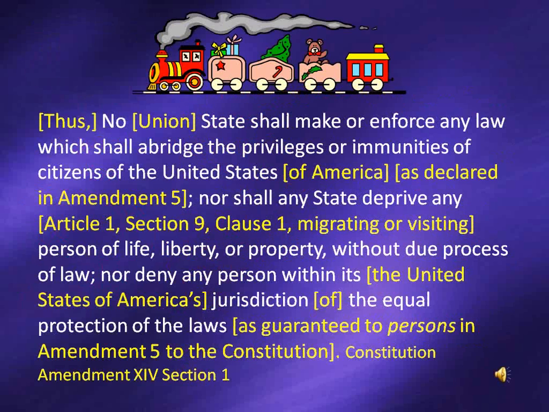Thus, no Union state shall make or enforce any law which shall abridge the privilege or immunities of citizens of the United States of America as declared in Amendment 5, nor shall any state deprive any Article 1, Section 9, Clause 1, migrating or visiting person of life, liberty, or property without due process of law, nor deny any person within its, the United States of America, jurisdiction of the equal protection of the laws is guaranteed to persons in Amendment 5 to the Constitution. That's Section 1 of the 14th Amendment.